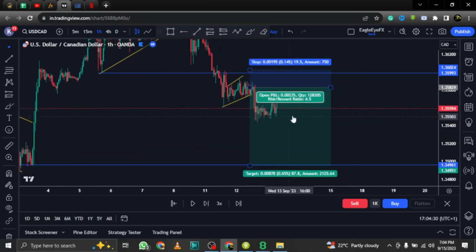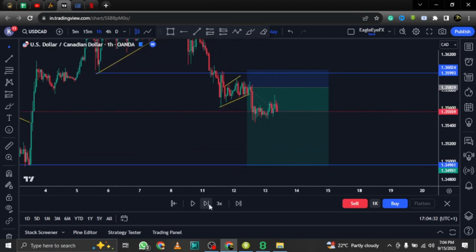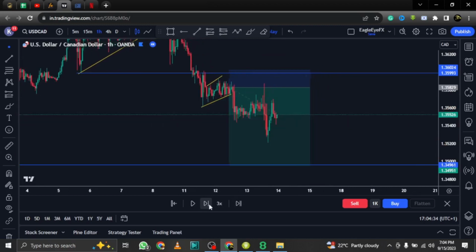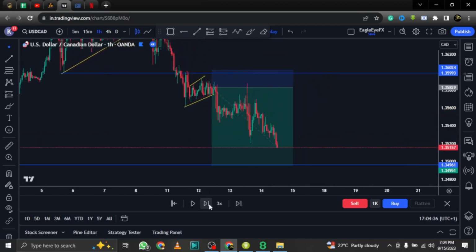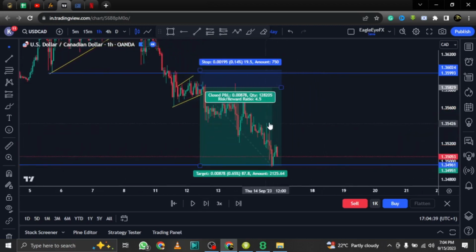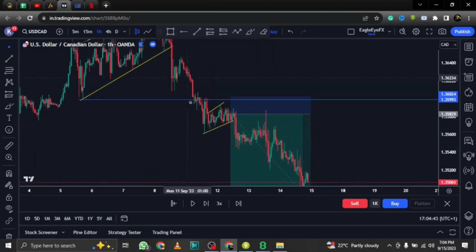Of course, there was an opportunity to scale in over here, but you see, it just spiked back like that, and then look at what happened. It went all the way and completed the 4.5%. I never took this trade, but you can see it's an impulse move, correction and continuation.